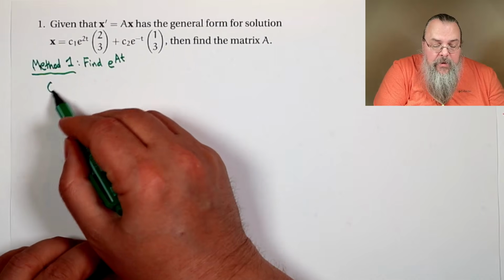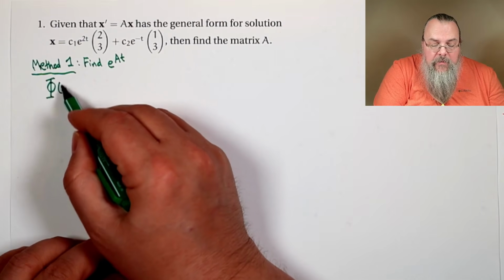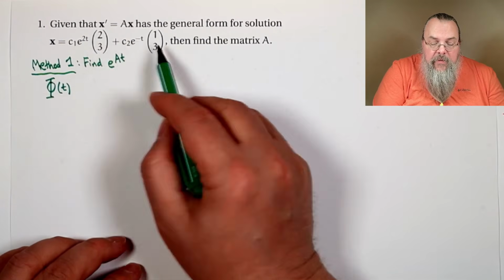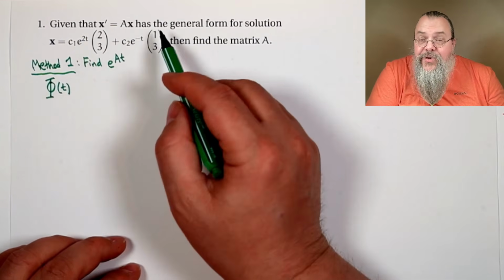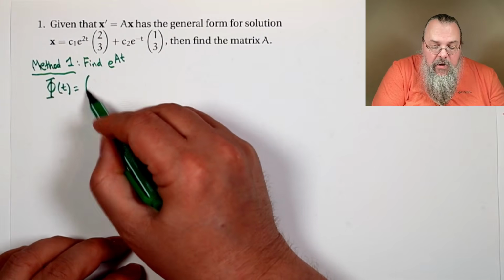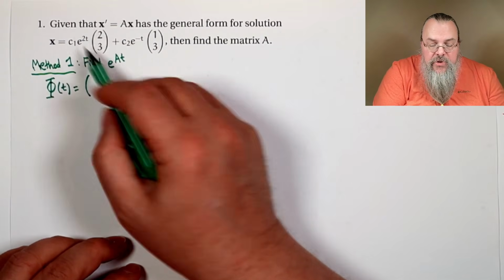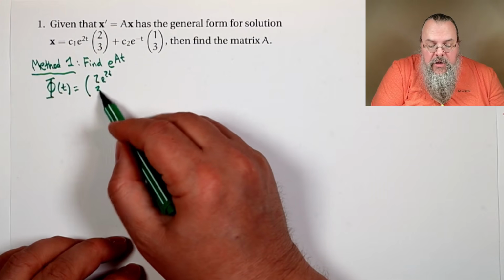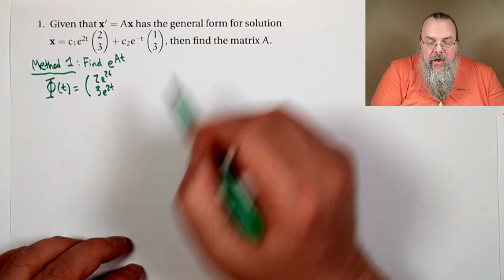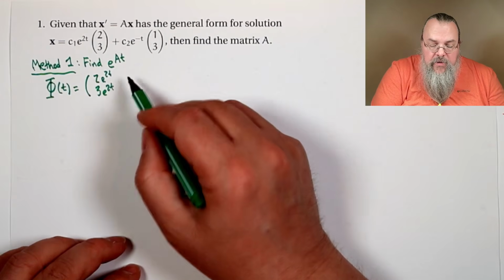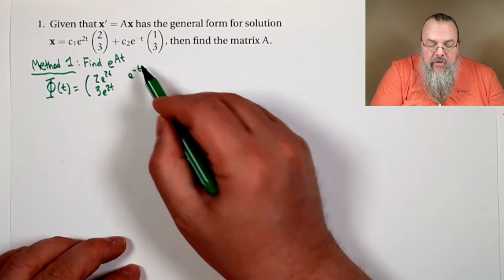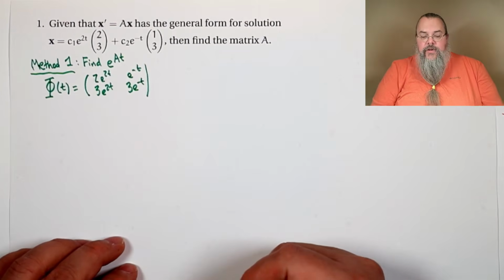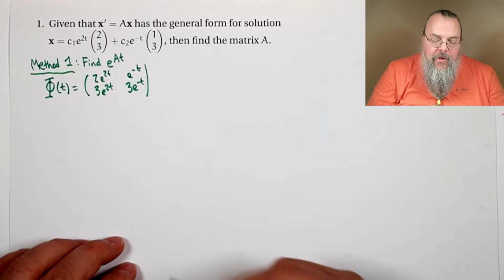So we start by saying, well, we know what a fundamental matrix looks like. We populate it using the solutions. So the first column will be the first solution: 2e to the 2t and 3e to the 2t. And then the second solution will give us the second column: e to the minus t, 3e to the minus t. All right, good.